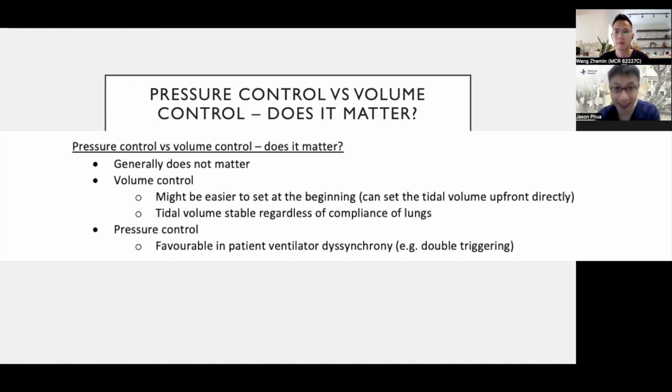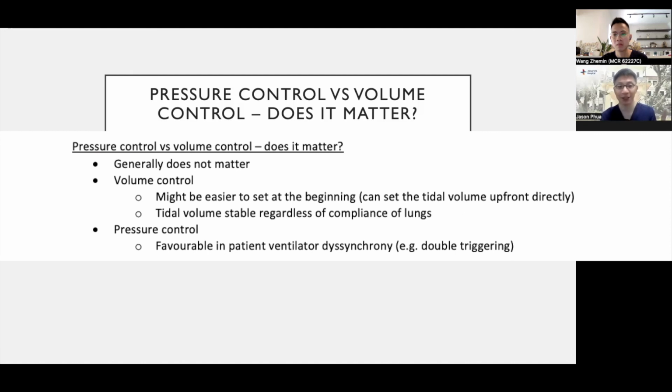Now, having said that, even though my personal preference for simplicity is to start with volume control, there will be times where pressure control is a little bit easier. And this is patient ventilator asynchrony. One very, very painful asynchrony is double trigger, where two breaths come back to back, even though the patient has just asked for one breath. And this is a problem because it's uncomfortable for the patient. And this is also a problem because the two stacked breaths do result in more volume and more pressure.